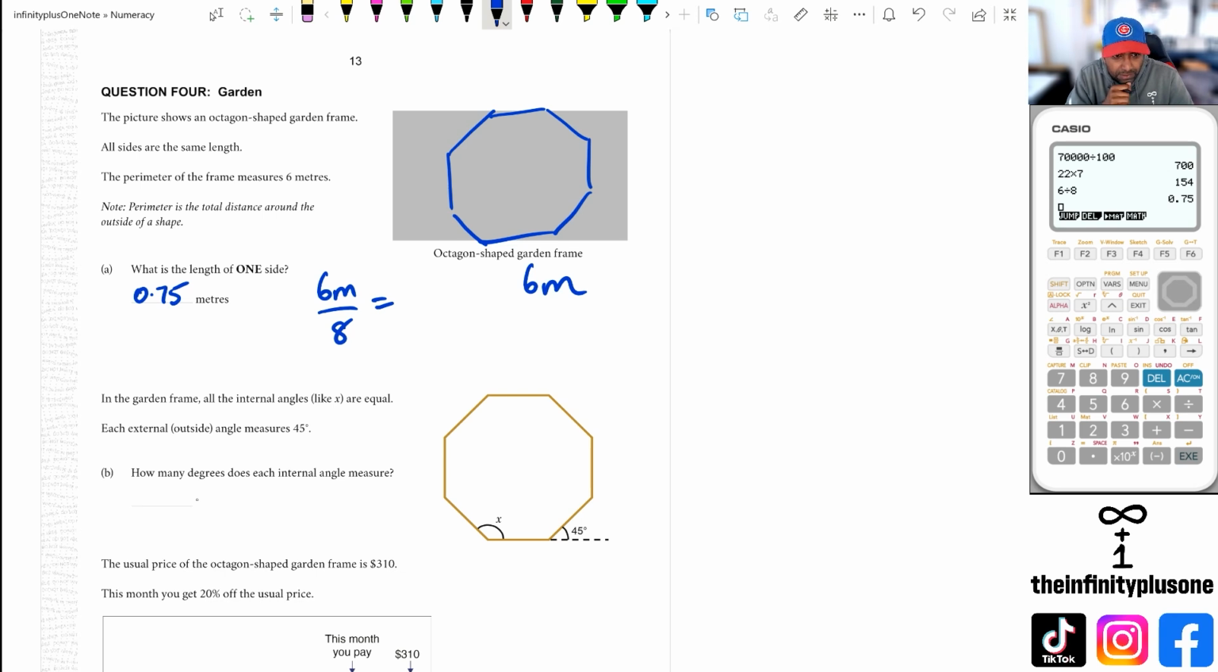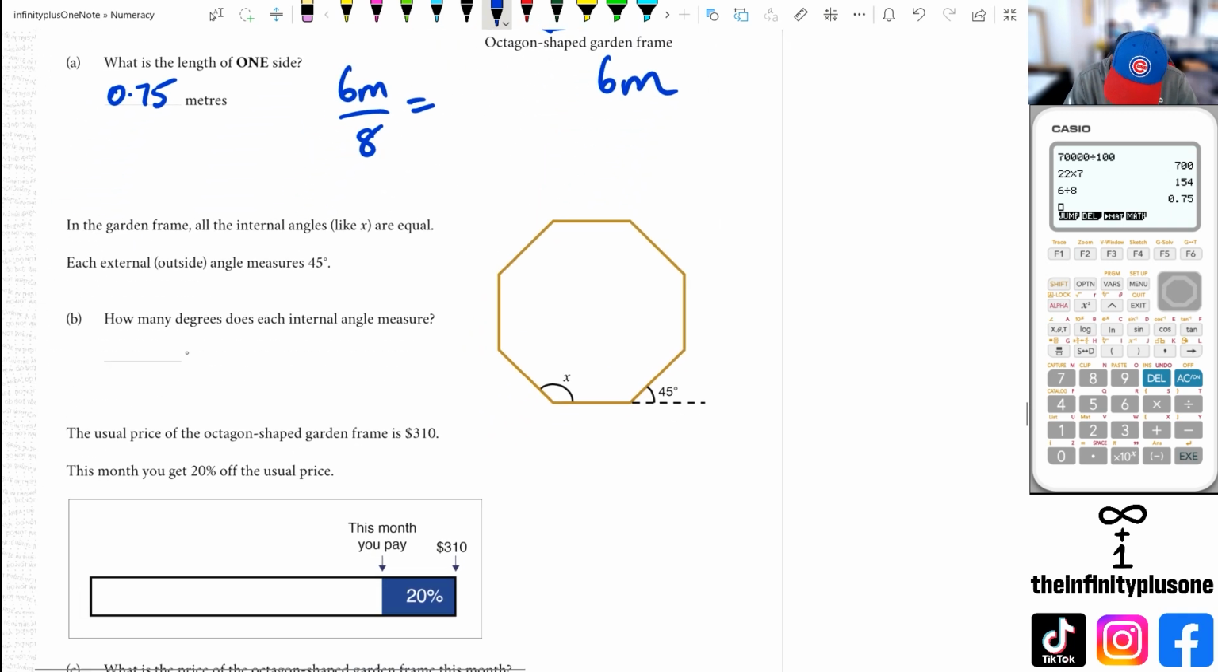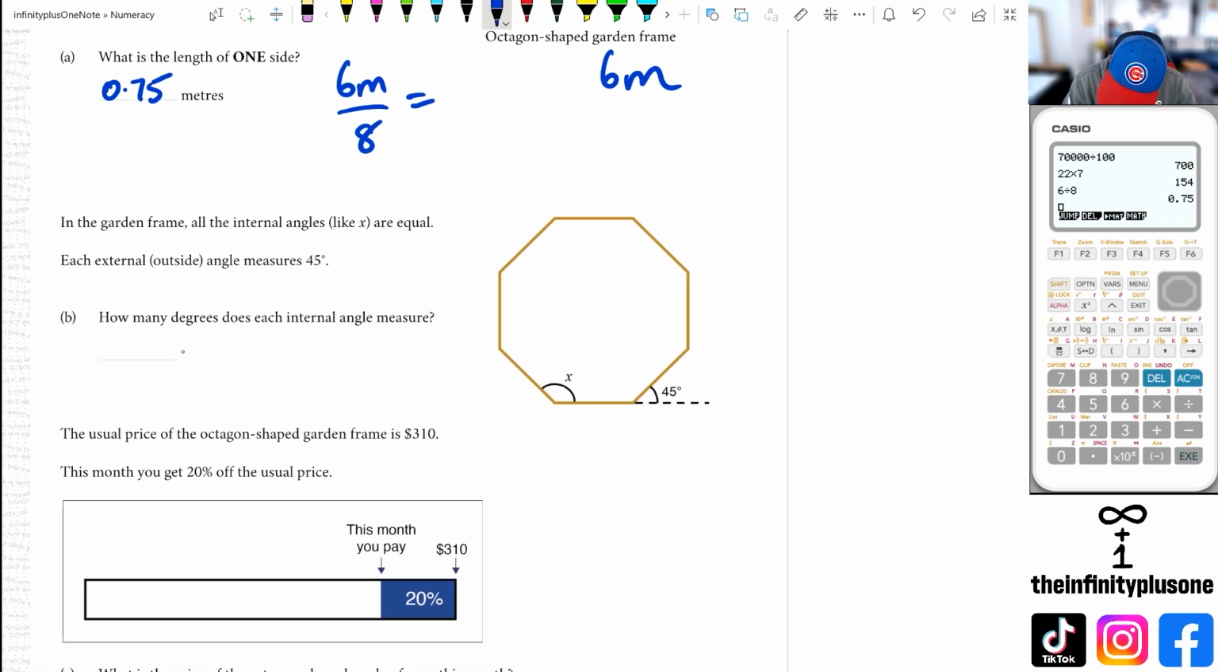Question B here. What we've got is in the garden frame, all internal angles are equal. Each external outside angle measures 45 degrees. How many degrees does each internal angle measure? Now, we know that if the internal angles are all the same, this is going to be X, this is going to be X, and so on. But we also know angles on a straight line add up to 180. So we could go 180 minus 45, which is going to give us 135 degrees. And that is pretty much how you do question B.